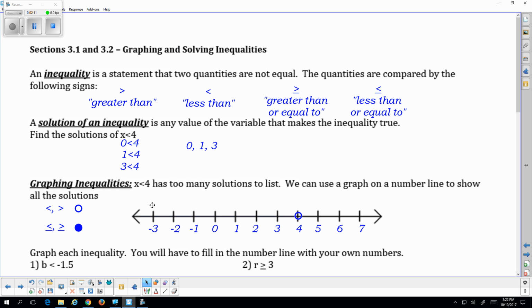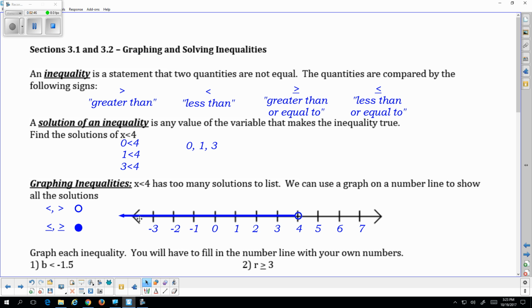But anything less than 4 will work. So even all the way up to like 3.999999999, that'll work. So what we do is we put an open circle at 4 to show 4 doesn't work. And then we're going to shade some numbers that are less than 4. So some of our solutions were 0, 1, and 3. We're going to shade that side of the number line to show everything along there works. 3 works, 1 works, 0 works, 3.5 works, 3.9 works, 2.5 works. Everything works. And then we draw an arrow at the end to show that that continues forever.